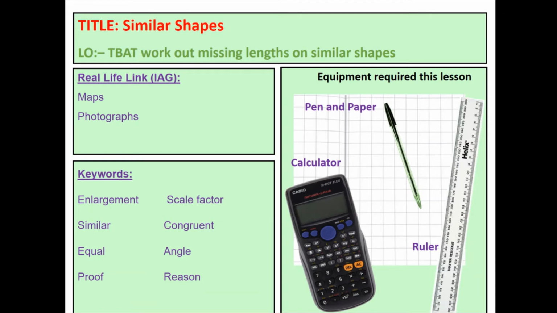This lesson is on similar shapes and being able to work out missing lengths on similar shapes. This slide also shows you the equipment that you'll need, including the use of a calculator, as you'll need to use this later on in the lesson to complete some of the questions.